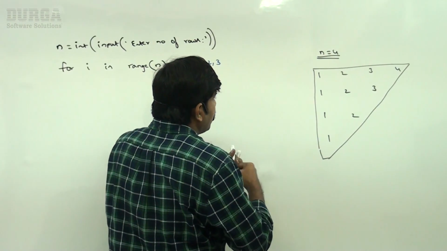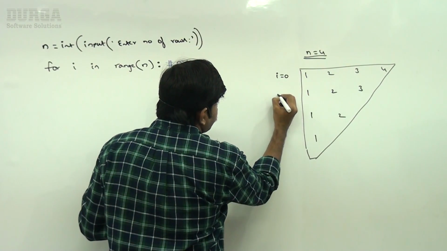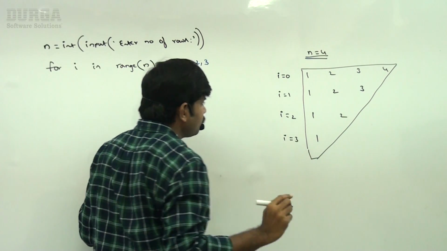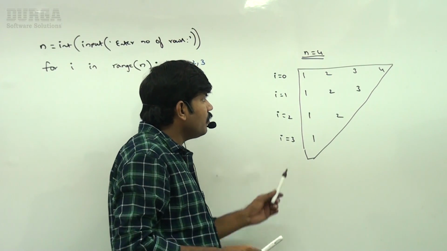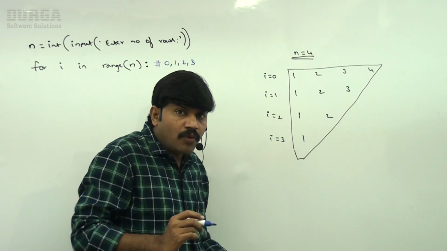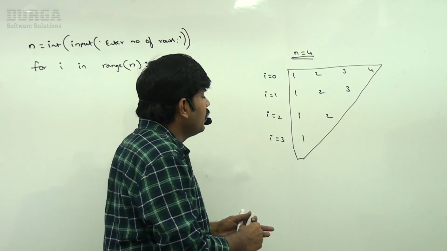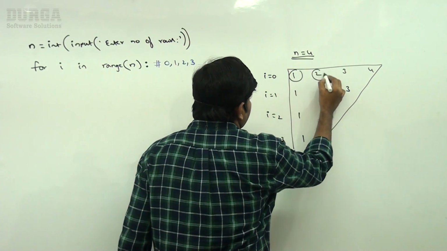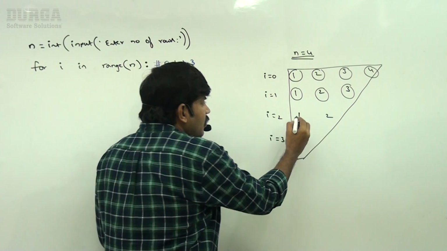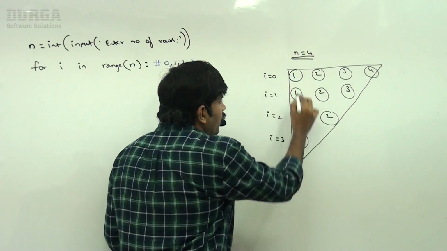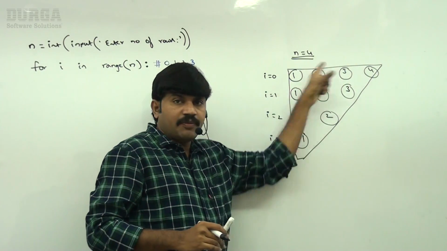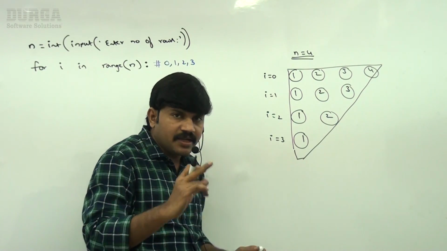Now, first time I is equal to 0. I is equal to 1. I is equal to 2. I is equal to 3, sir. Okay, well. Next, take very special care here. Within each row, how many number of elements are there? In the first row, 4 elements are there. But in the second row, 3 elements are there. Third row, only 2 elements are there. Fourth row, only 1 element. Number of elements is also changing, and every element is different. That's why a nested loop is compulsory.